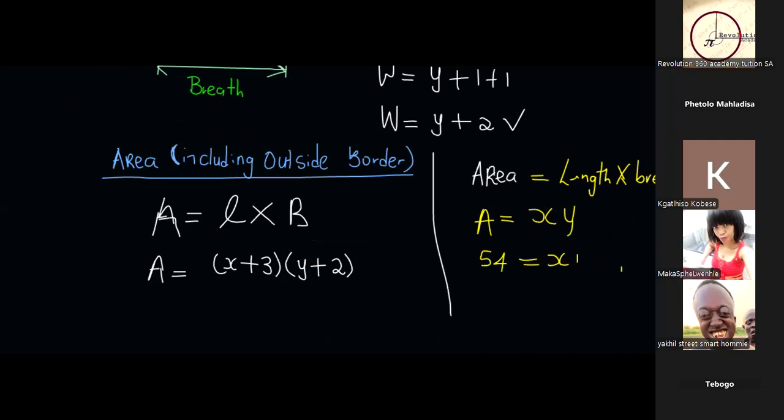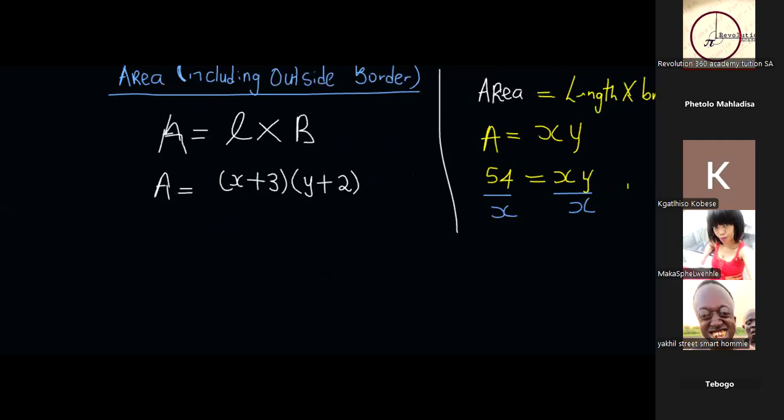And then when you arrive here, you make y the subject of the formula. Remember, when you make y the subject of the formula, you divide by x both sides. Why do you divide by x both sides? Because what you do on the left-hand side, you also do on the right-hand side. That's one thing that you need to do. And then x cancels x. Here we're left with 54 over x, it's equal to y. Therefore, y is equal to 54 over x.